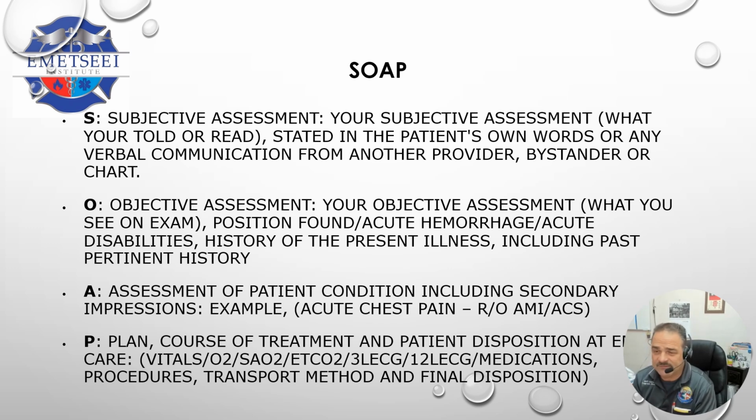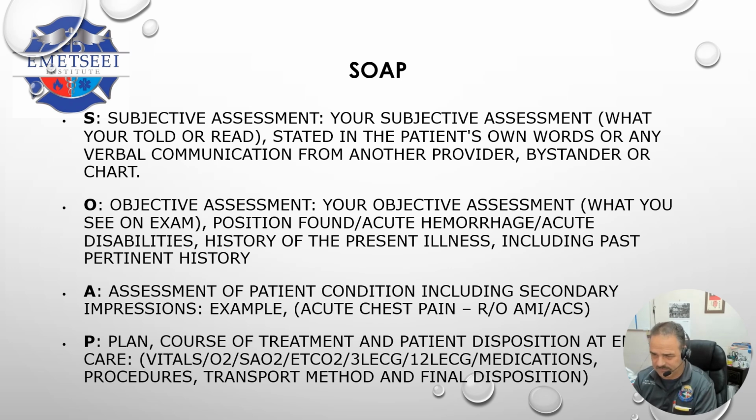As far as the objective assessment, this is what you see on exam. This is your actual hands-on and also your visual, such as the position the patient was found in. Either they were prone or supine, left lateral recumbent, or right lateral recumbent, any acute hemorrhage that you noticed when you first walked up and what you did about it, acute disabilities, history of the present illness, and including past pertinent history.